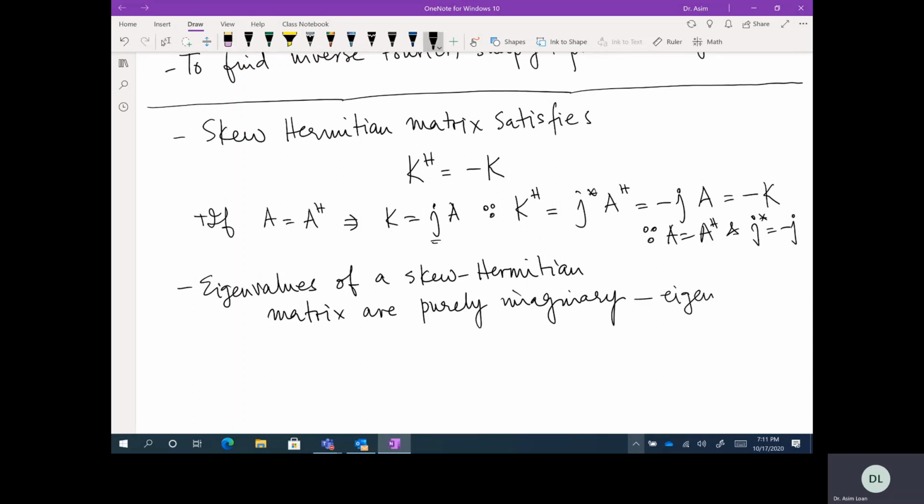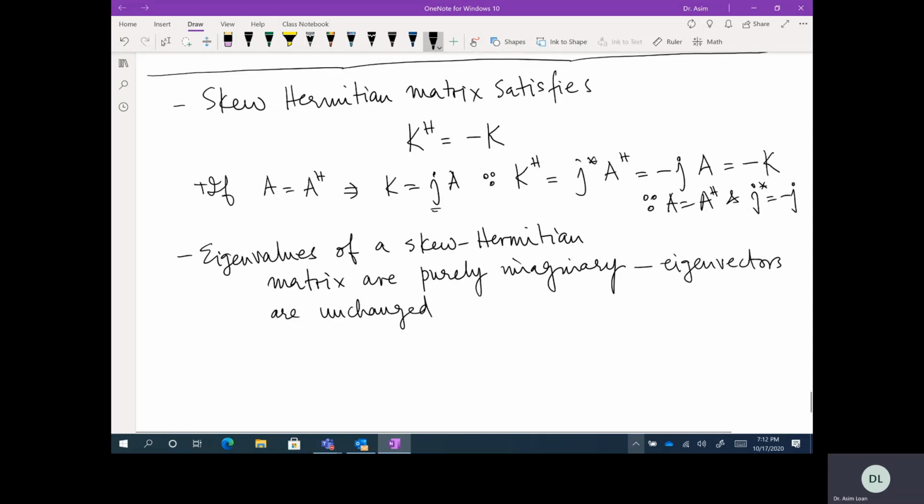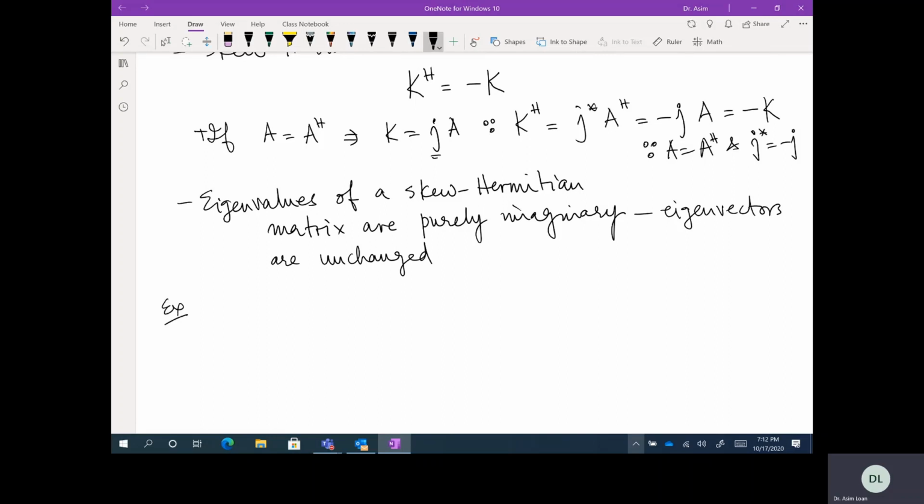Eigenvectors, though, are unchanged. So let me just quickly do an example for the skew symmetric matrix. So K is equal to iA, or this is equal to jA. It means the same thing. This is 2i, 3 plus 3i. This is 3 minus 3i. This is minus 3 plus 3i. This is 5i. And why is that?